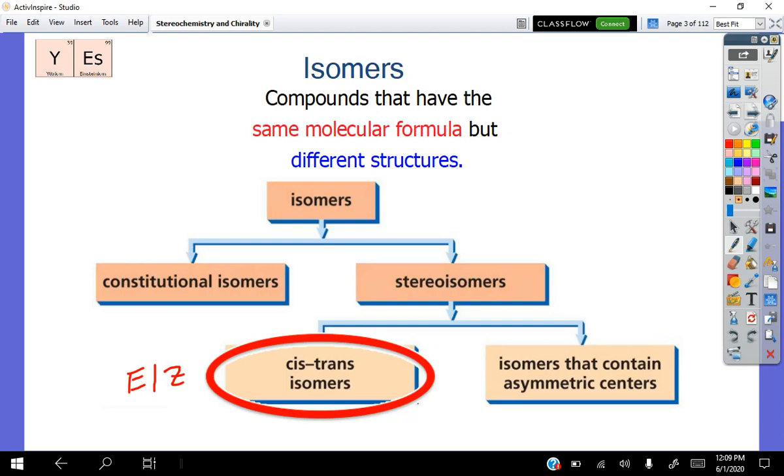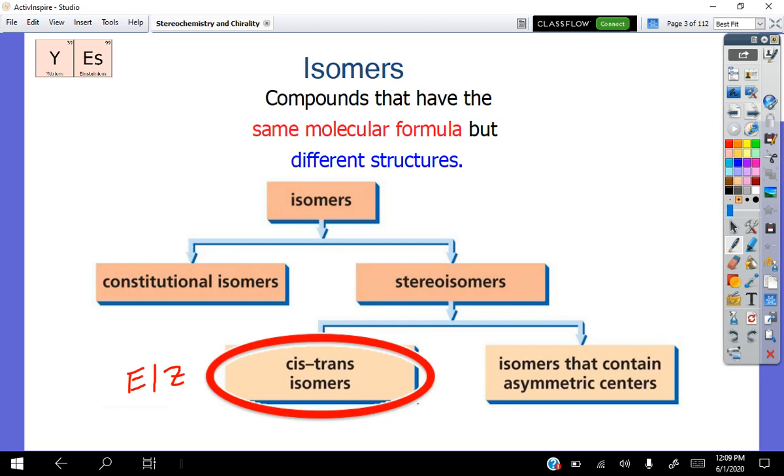When we're looking at stereoisomers, these things are more closely related, but the point of attachment in three-dimensional space is different, and as a result, that affects the physical properties of the molecules that we'll see. One group that this falls under is the cis and trans isomers, or E and Z isomers. That's what we're looking at today.